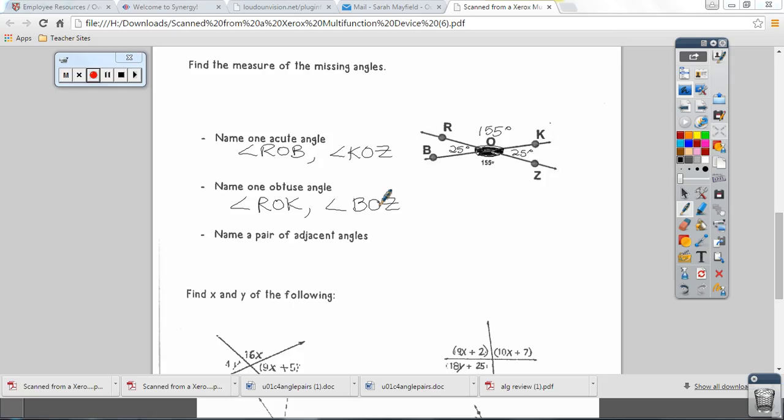Okay. Now it says to name a pair of adjacent angles. Remember, adjacent angles are angles that share a common vertex and they also share a side. So if I want to highlight BOZ, let's just start with BOZ. There's multiple different arrangements we can have here. But angle BOZ is adjacent to angle KOZ, because these angles share a vertex and they share a side. So I can write that one.